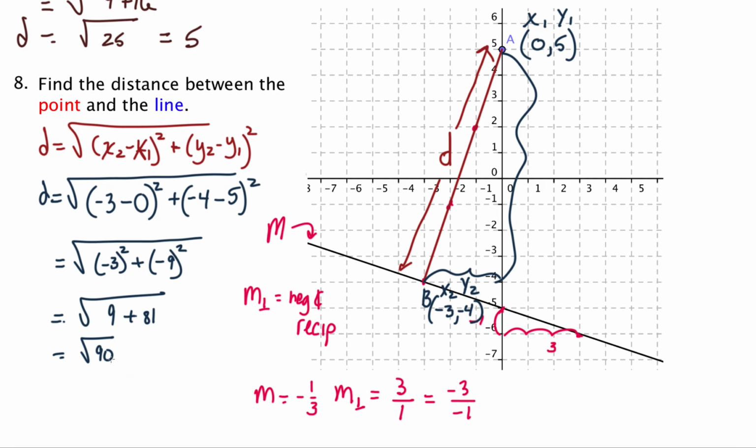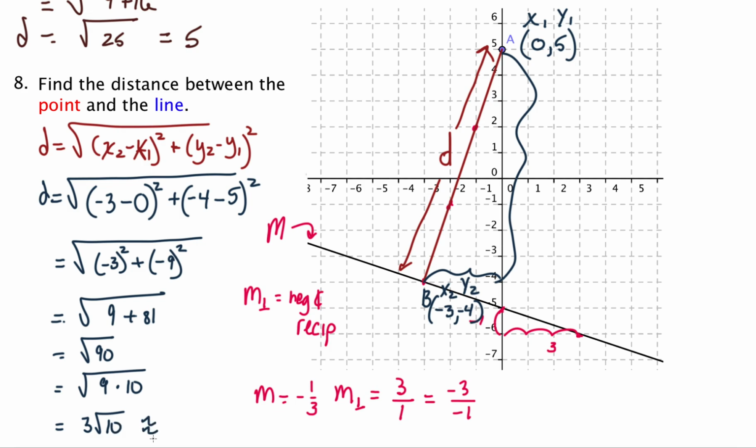If we wanted to put this in simplest radical form, we know that 90 is 9 times 10, and 9 is a perfect square, so I could take that out. The square root of 9 is 3, and then I leave the 10.